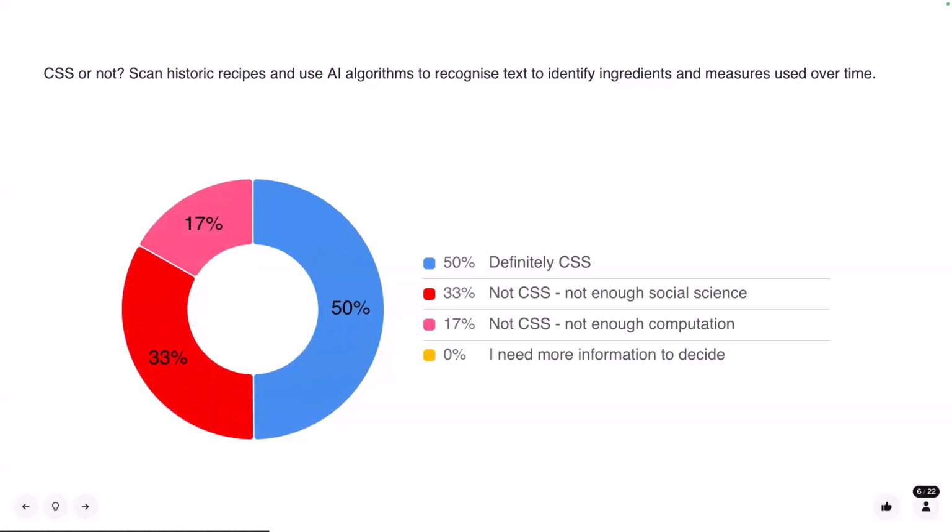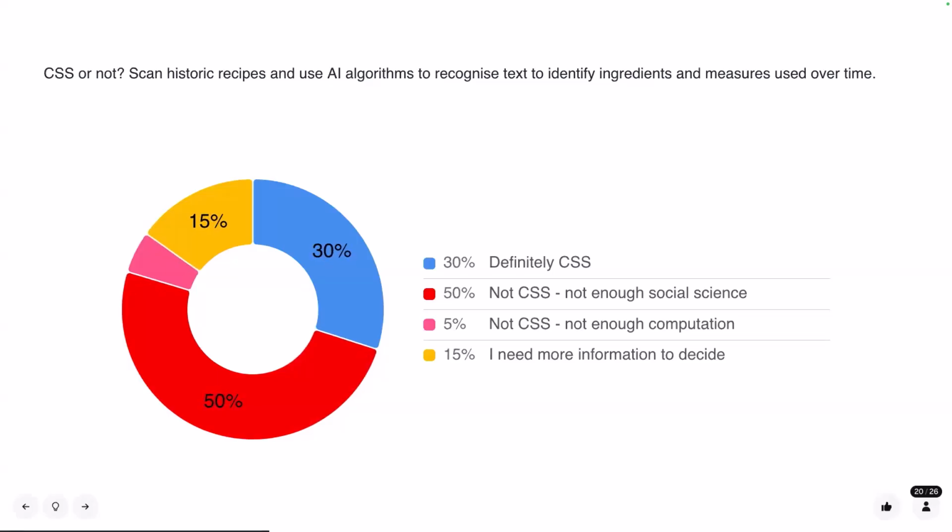So our first example involves a project where we want to scan historic recipes and use AI algorithms to recognize text with the aim of identifying ingredients and measures used over time. So is this computational social science or not? Okay, so it's interesting. We've got the majority saying that it's not CSS because there's not enough social science there. Yeah, I would probably agree with that.